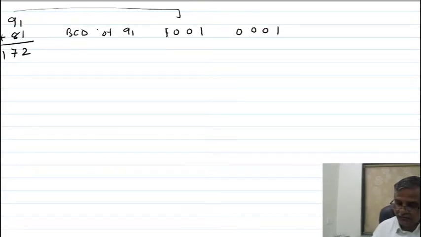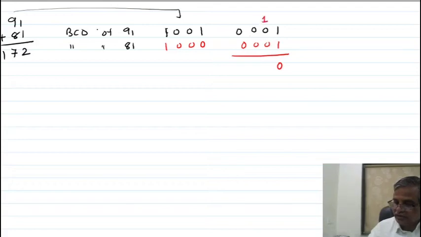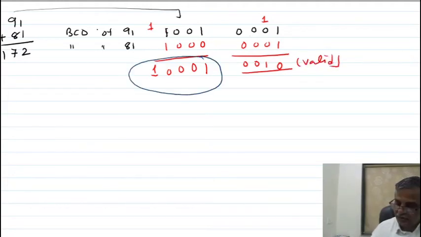Now for 81, the BCD of 81 is 1 0 0 0 and 0 0 0 1. If you do the addition here, this is 0 carries 1. Now do the addition of this 4 bit: 1 plus 1 is 0 carries 1. This is valid, and this is invalid.